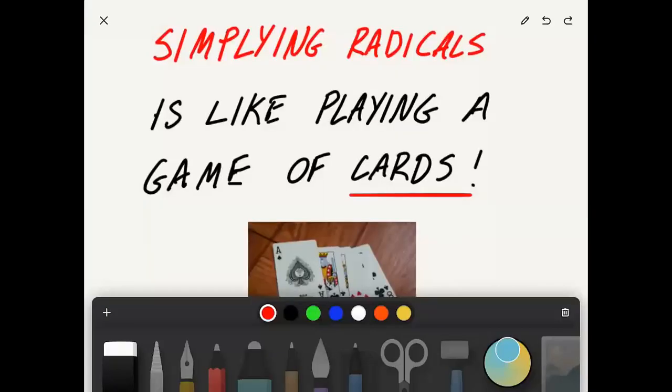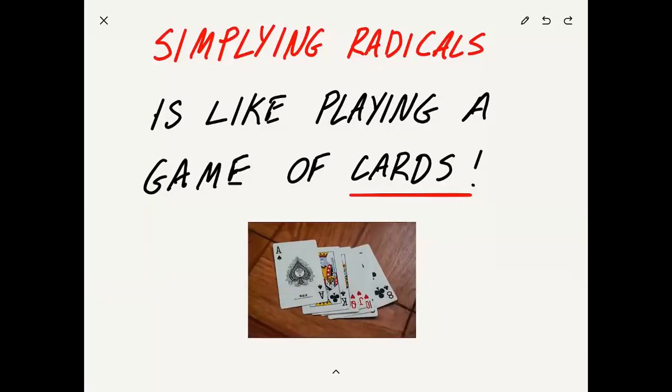One of the images I want to use is, if you've ever played cards, you understand that sometimes you're going to be looking for two pairs of the same kind of card, or three pair of the same kind of card, or four pair. Then you can use that to simplify radicals. And I'm going to go over four examples showing you how we're going to use that image.